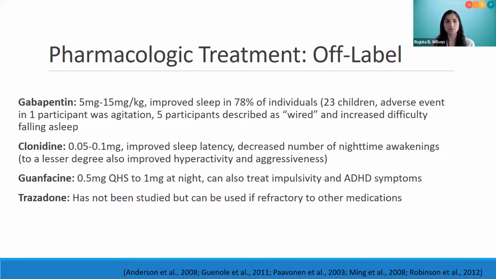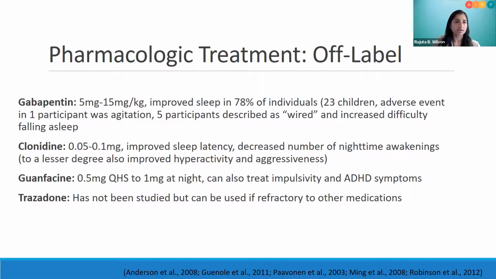So aside from melatonin, another medication that has been studied in autistic individuals is gabapentin. In this study, they used a dose of about 5 to 15 milligrams per kilogram. It improved sleep in up to 78% of individuals. It's worth noting, though, that this was only about 23 children.